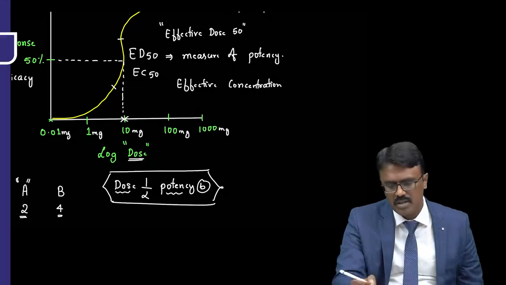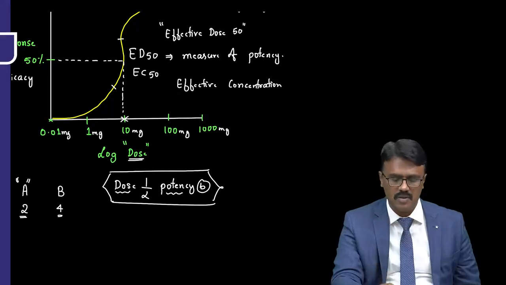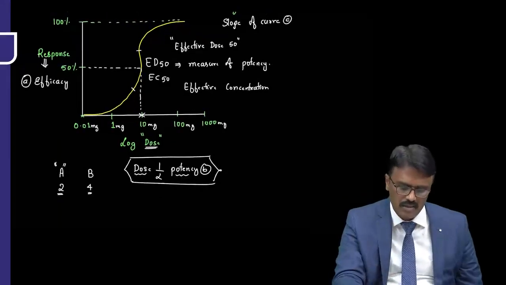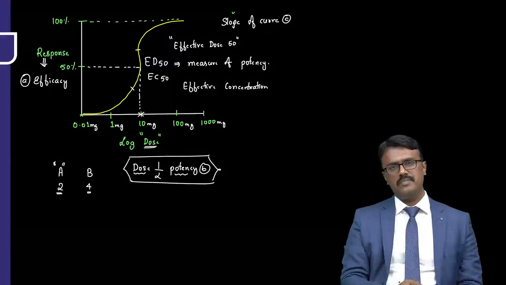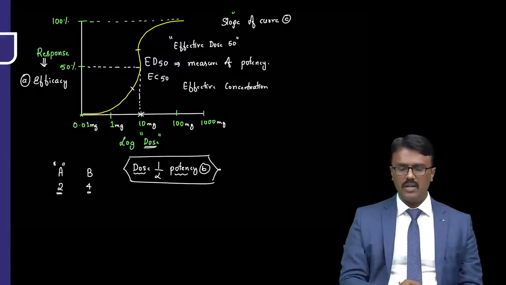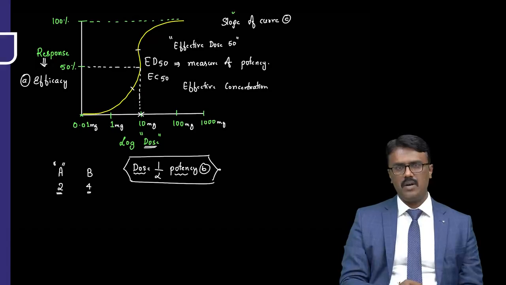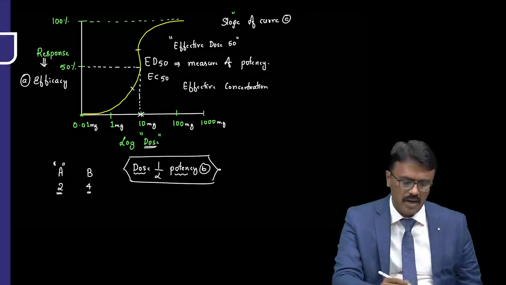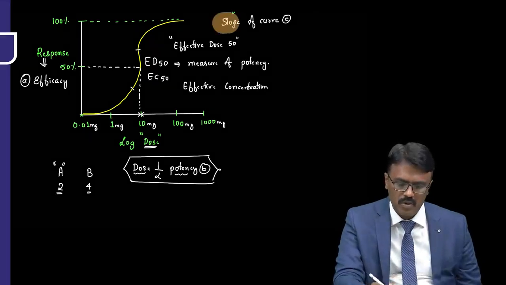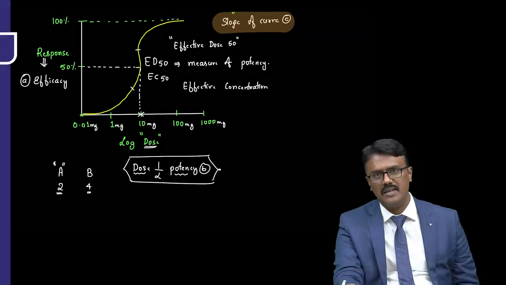So what is the effective concentration of the drug to produce 50% of response? So we understand this graph, very much important. Log dose response curve. Log dose response curve. Now, why should I understand the slope of the curve? Why should I understand this?